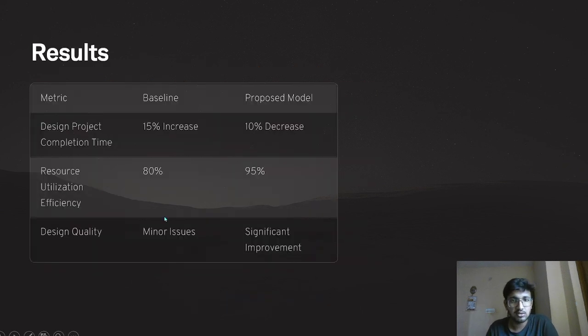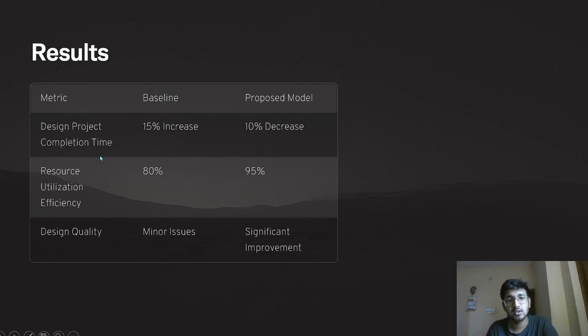Next, we have the results. Currently, we have a metric, which is design project completion time. The current status is a 15% increase, which is not good. The proposed model will reduce the completion time by 10%, which is a huge thing because the lower the time, the better it is for the students. First, the time consumption is low. Second, they'll understand it much faster because it is a high-level language.